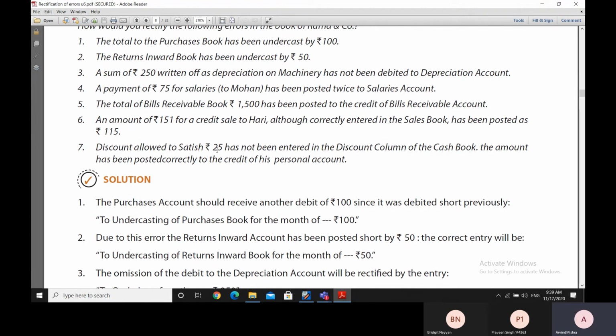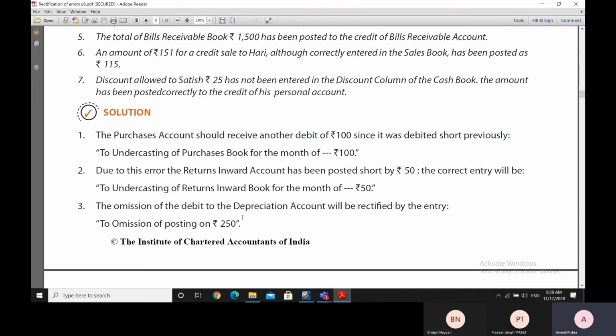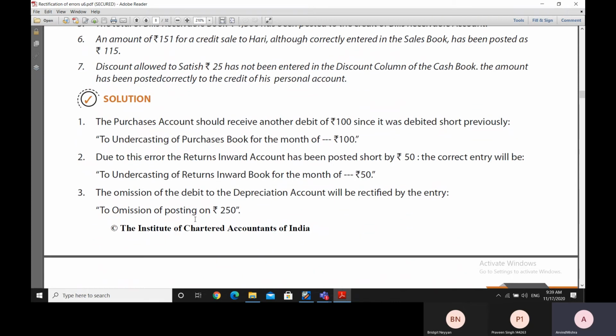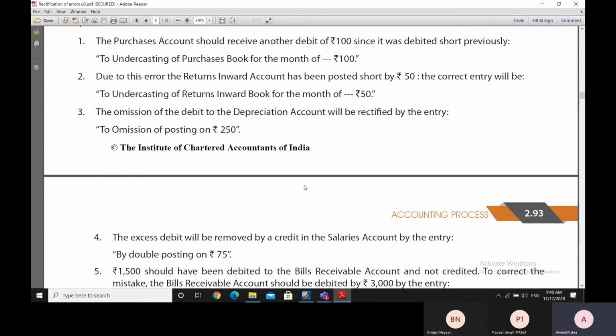Now, a sum of 250 written off as depreciation on machinery has not been debited to depreciation account, because when we write off depreciation, we debit the depreciation account and we credit machinery account. But here, though machinery account has been credited, depreciation account has not been debited. So therefore, we will make an entry of debit in the depreciation account, which was omission of posting of rupees 250. So this is a depreciation account correction entry.